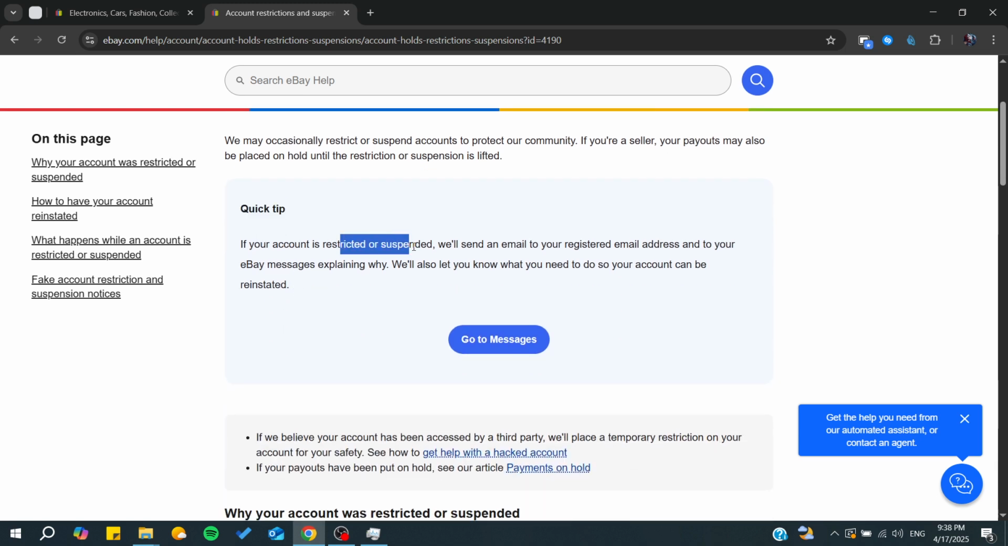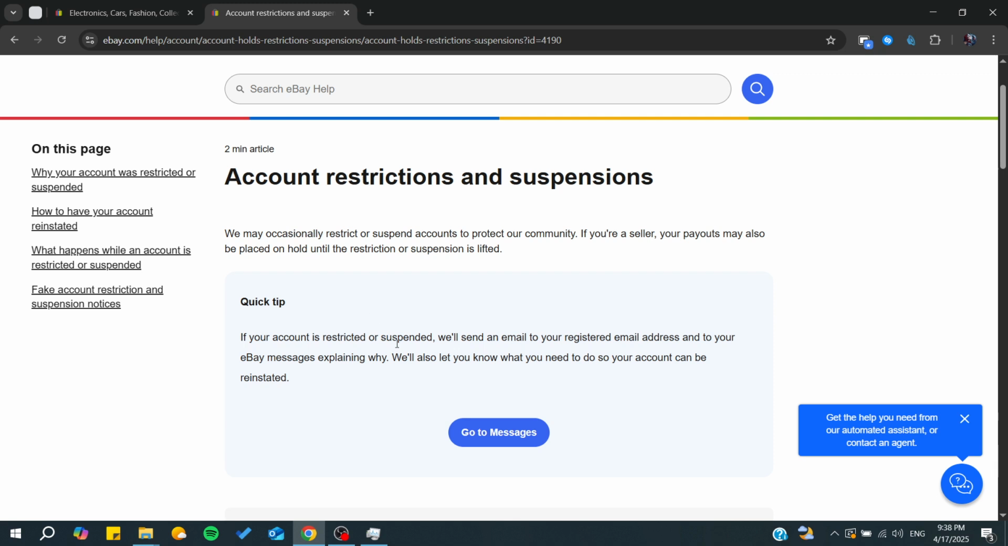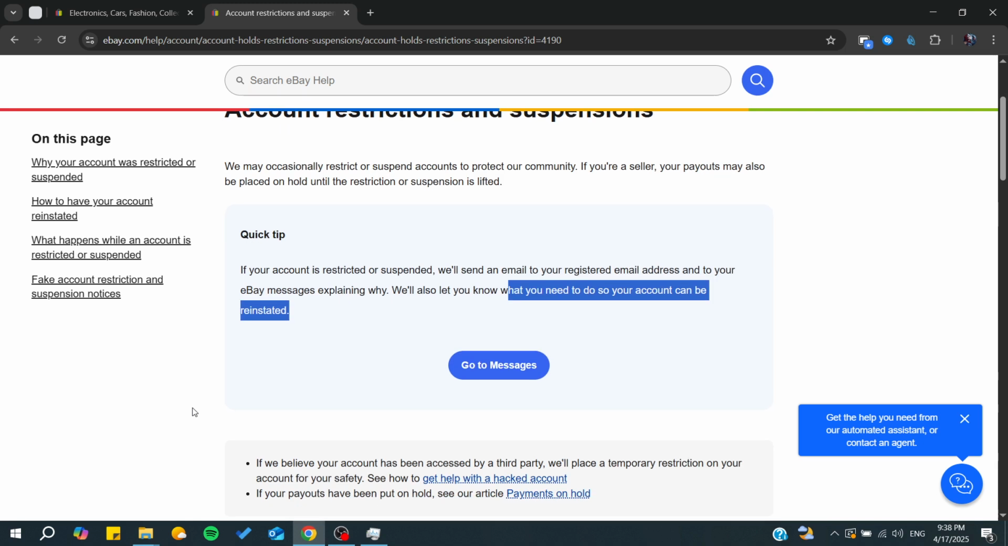If your account is restricted or suspended, you will be sent an email to your email address, and basically it will be explaining why your account has been suspended or restricted, and then you will also be told what you will need to do so your account can be reinstated. For example, if you have broken some policy of your listing, maybe deleting the listing would solve the problem, or many other possibilities that you can do.